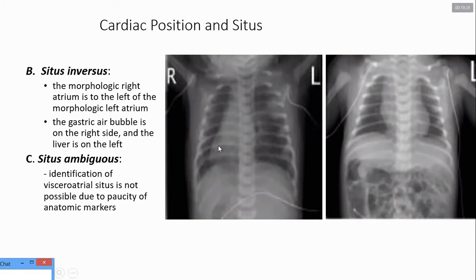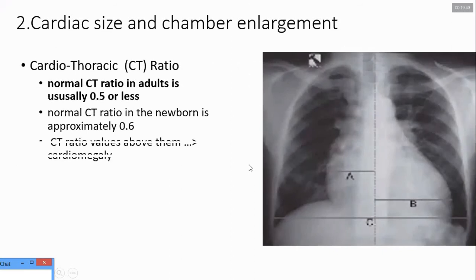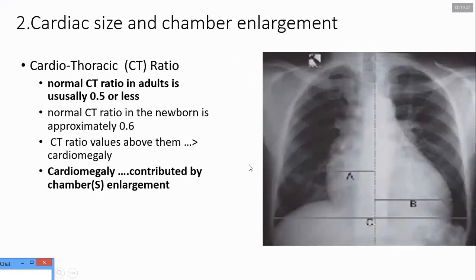Similarly, in situs inversus, there is inversion of the heart, and also of other structures, like the liver, which is on the left side. So this is situs inversus. Along with the heart, other viscera are also inverted. So this is situs inversus, and this is situs ambiguous, where we are puzzled and cannot define the different positions. Now cardiothoracic ratio. This was already discussed in the previous slide. Keep in mind that cardiomegaly is contributed by cardiac chamber enlargement.